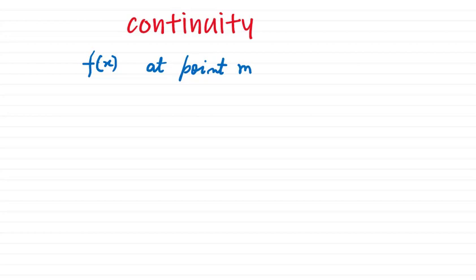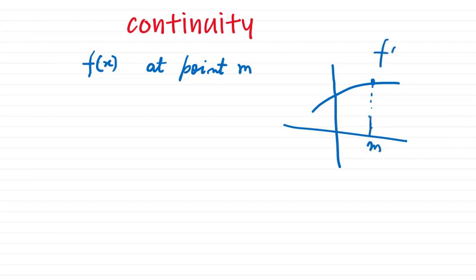And if there is no interruption, no gap, then it will be continuous. Let's see it with a graph. Suppose you have a graph, something like this, and this is the point m, and this is f(x). This function f(x) at this point m has no interruption, and also there is no gap at that point. So we can say that this f(x) will be continuous at m.